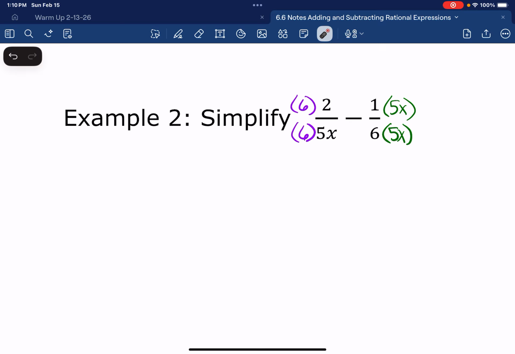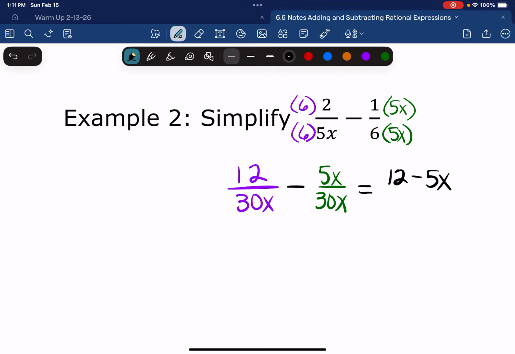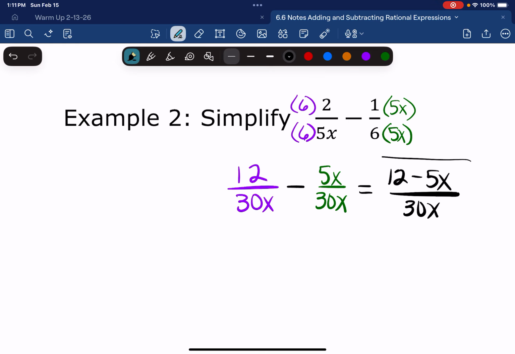If there's no common factor between the two, you're just going to multiply the denominators by each other. All right, so my first fraction turns into 12 over 30x. Then we have minus, and our second fraction turns into 5x over 30x. Now that they have a common denominator, we can go ahead and combine their numerators. So that gives us 12 minus 5x over 30x. And if I look at my numerator, I don't have a GCF. There's no way that I can factor that and see if it reduces with my denominator at all. So that's my final answer.